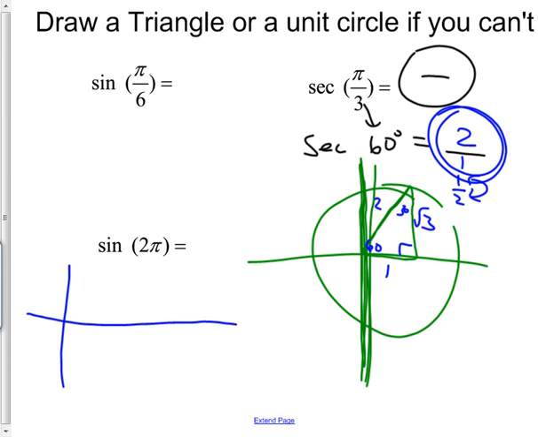Well, I know sine looks like this. Sine goes like, starts out at 0, goes down, and comes back up again. It ends right there at what? The answer is 0.